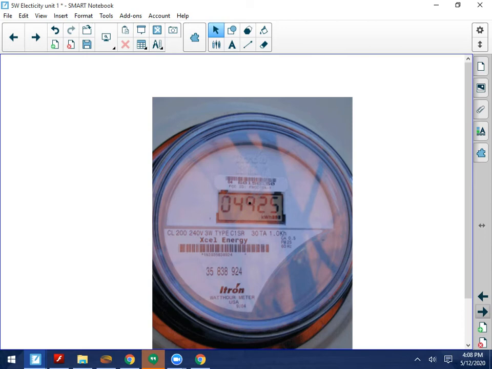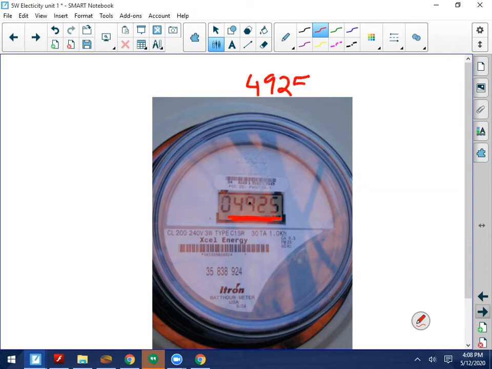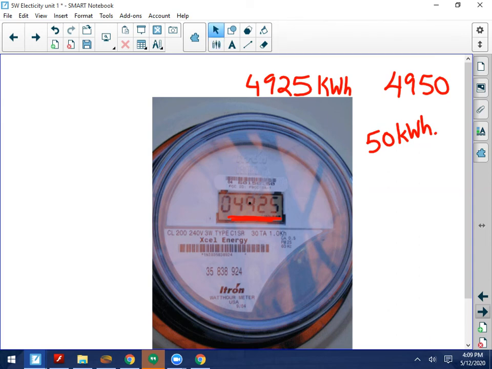So that again shows you what the meter looks like, and you can see the number here that is being shown, 4925. Let's say you read that meter and it showed you 4925 kilowatt hours. The next morning, if you come back and look at your meter, that number should go up because your house is using electricity. That number the next day might read 4950, okay, which shows that you've used 50 kilowatt hours of power.